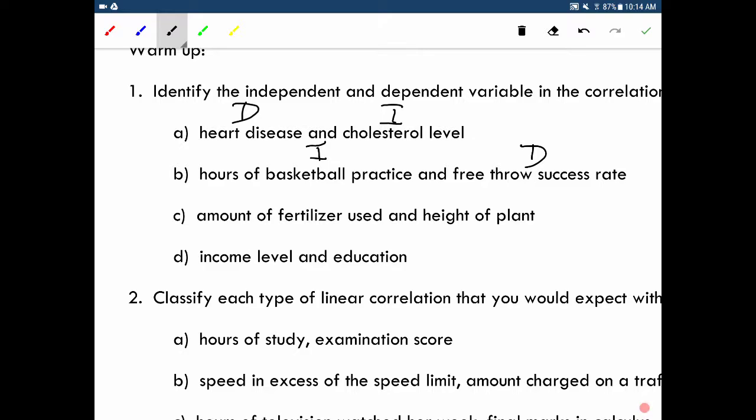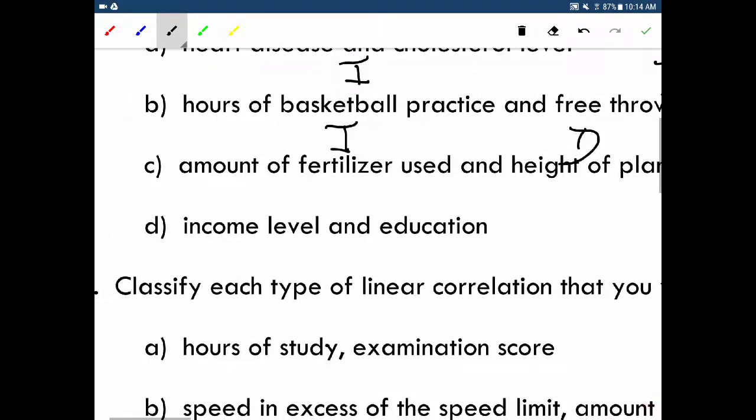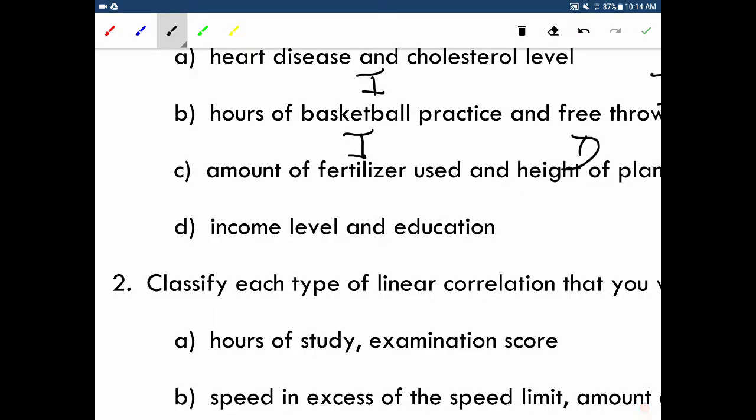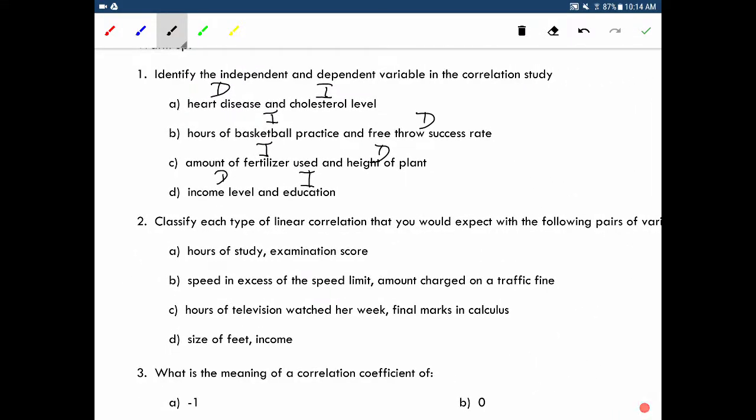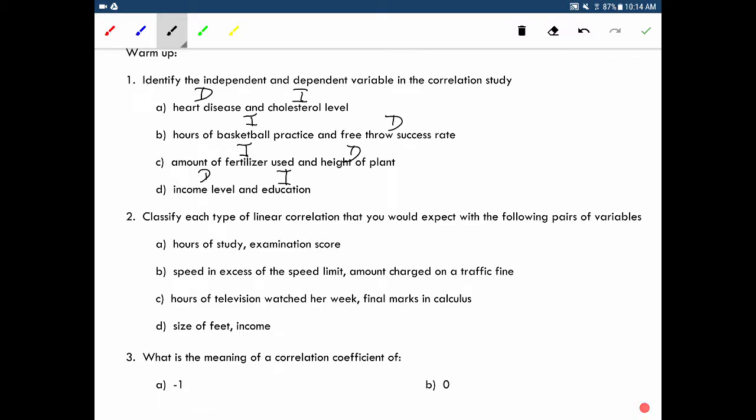Amount of fertilizer used and the height of the plant. Well, the fertilizer changes the height of the plant, not the other way around. And income level and education. I suppose there is an argument to be made for the inverse, but I think it's fair to say that your education is going to cause you to have a higher income level, probably.